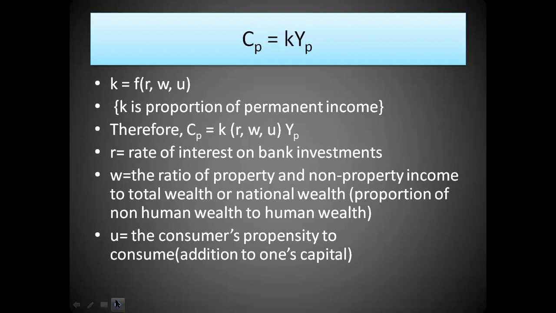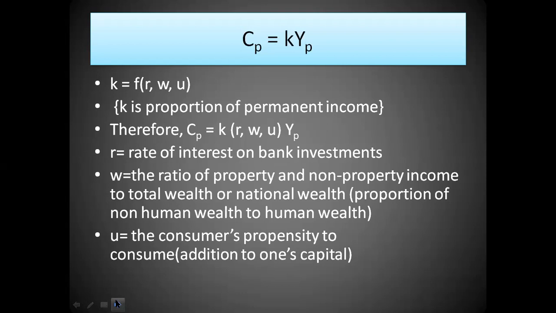So based on this example, what we have concluded is that the consumption is a function of permanent income. Secondly, यहाँ पे I have written CP, which is my permanent consumption, equals K, which represents proportion, multiplied by the permanent income. Now, what is this K? It's a proportion of permanent income. So, what proportion of permanent income is actually being consumed?